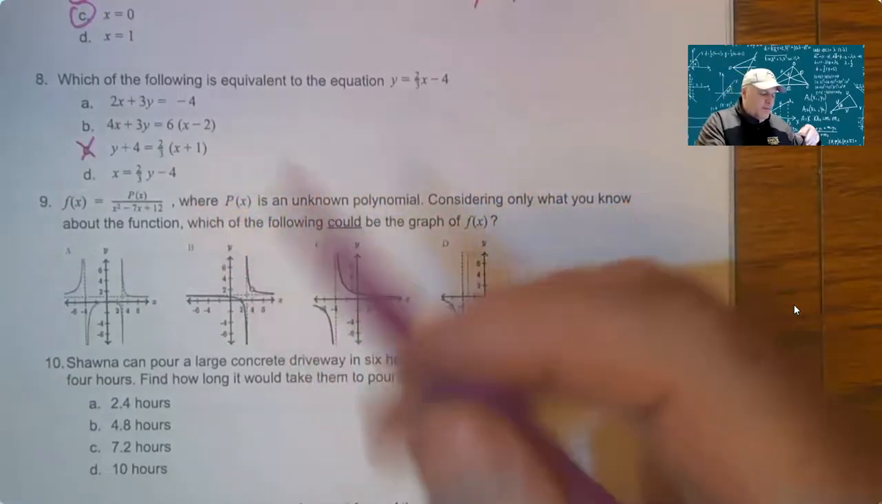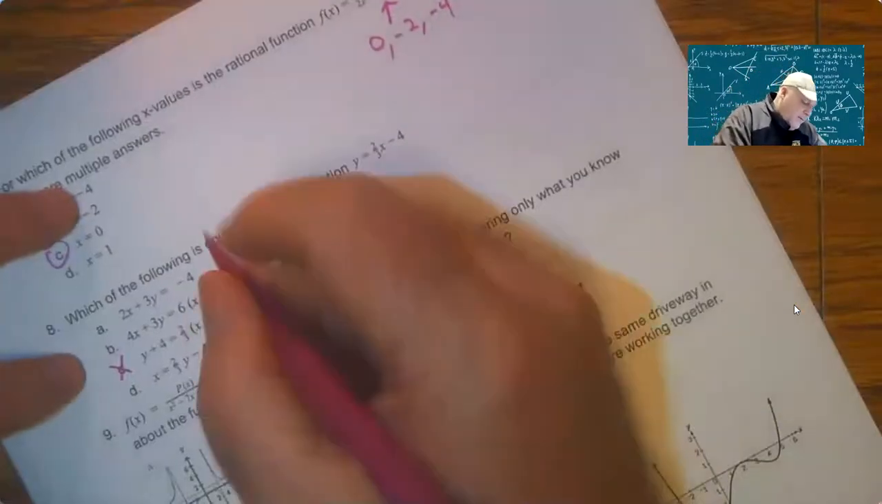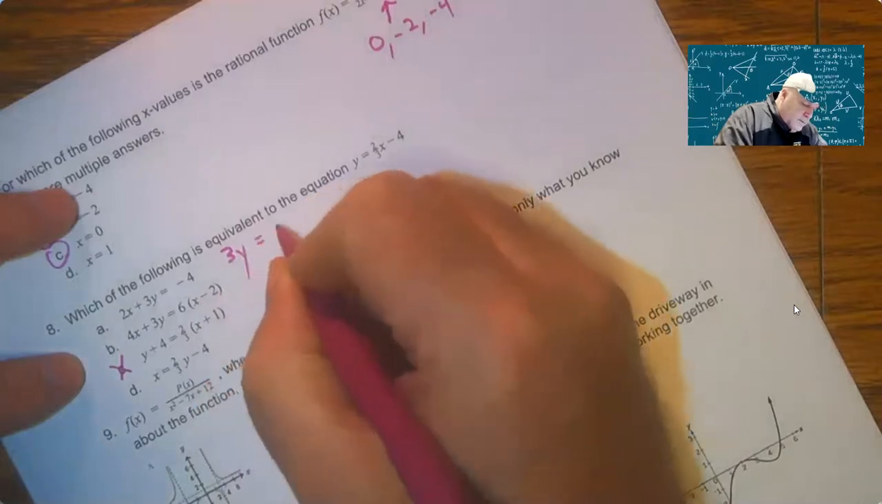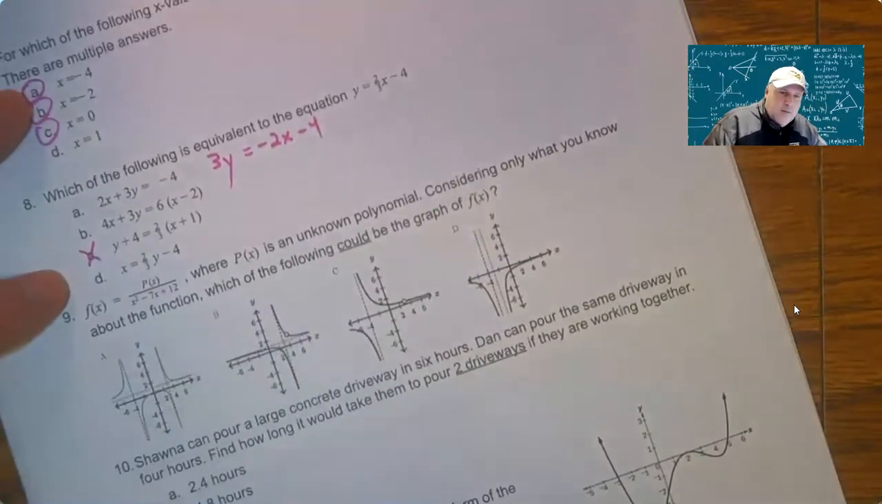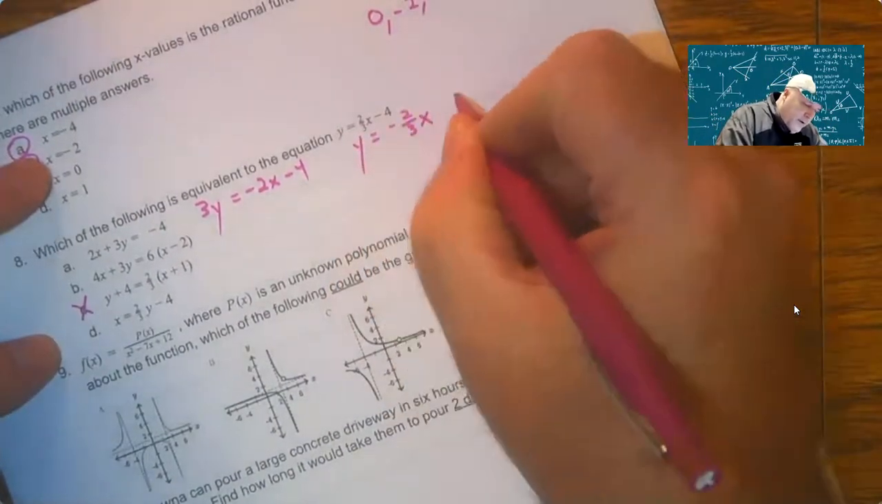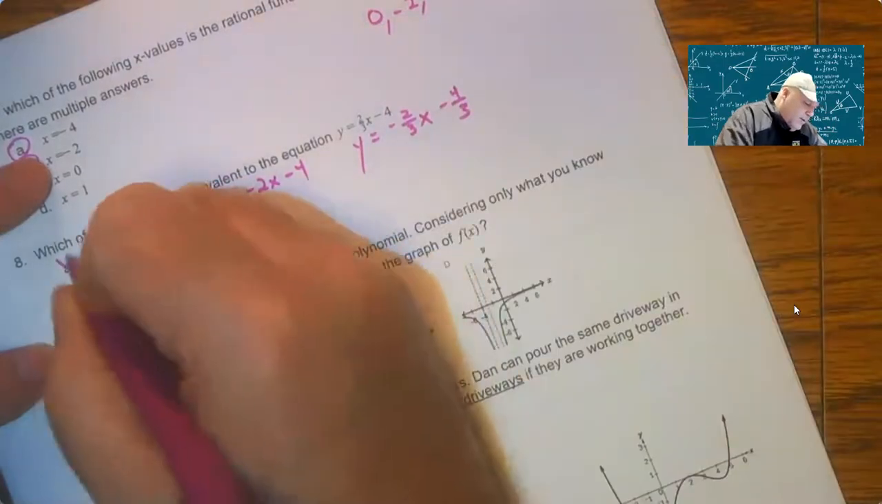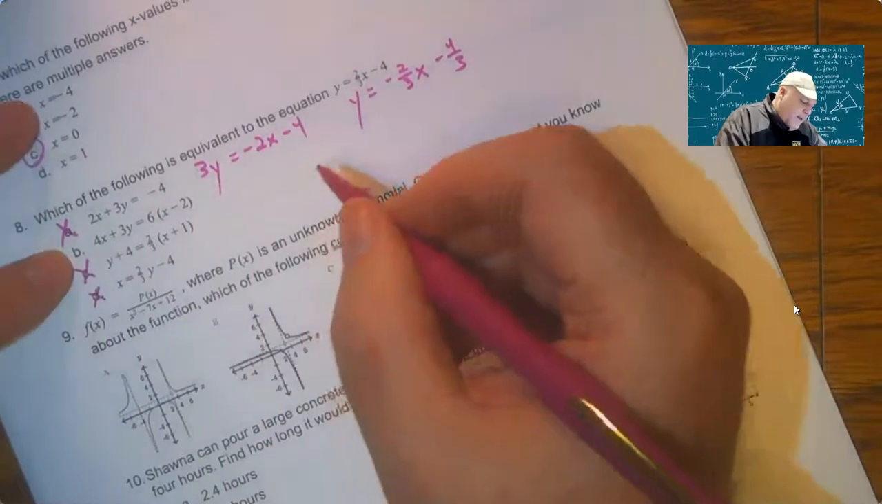D is out too if you multiplied everything by 3. So we'll start from the beginning and just solve for y. Minus 4, so subtract the 2x over, now divide everything by 3. So negative 2/3 x minus 4/3, it's not going to be A either. So I'm guessing it's going to be B.